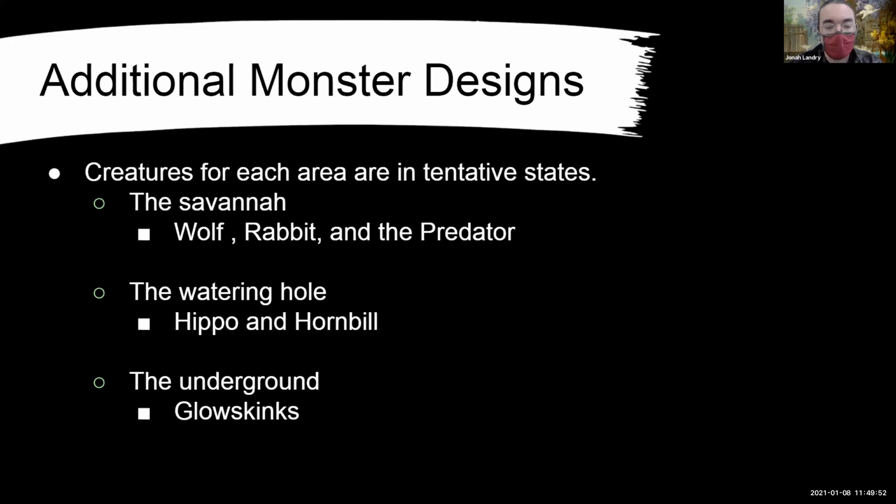Now we have the ones we showed last sprint, which were the wolf and the rabbit, and those are going to be the ones we're going to have in the savanna. They're going to be one of the more common ones, as well as the idea of the predator, which is a very early concept at the moment. As you are going to be a hunter in this game, hunting to survive and to rebuild, there's going to be something hunting you at the same time. The only place you're going to be safe is the underground.